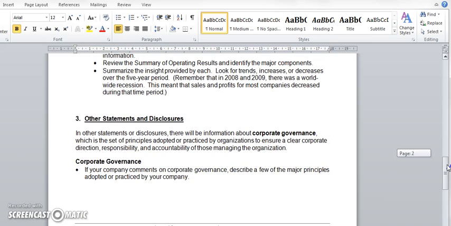Next, on other statements and disclosures, they talk about how this company is run, and that's what corporate governance is all about. Corporate governance is a big thing these days, in light of the scandals that are going on. Sometimes management and the owners, the board of directors, I should say, have too cozy a relationship. And that's not good, because managers are supposed to report to the owners.